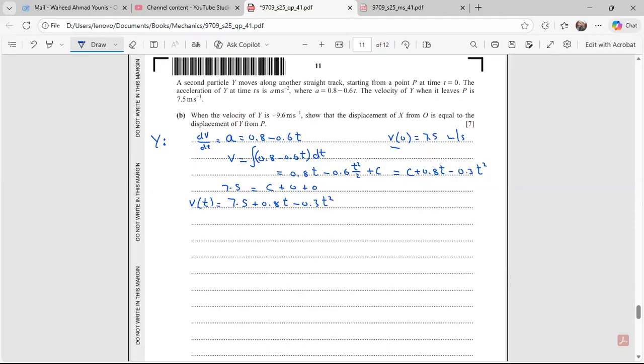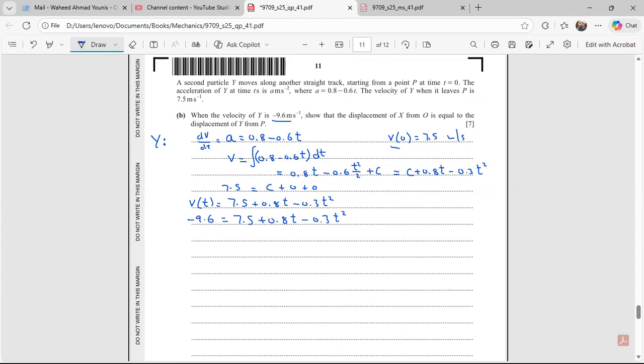Okay. Now again, they are giving us that when the velocity of y is minus 9.6 meter per second, show that the displacement... Okay, so we need to know at what time the speed was minus 9.6 meter per second. So the speed is given as minus 9.6, so I have to solve this equation for the value of t. At what time was this speed minus 9.6 meter per second?